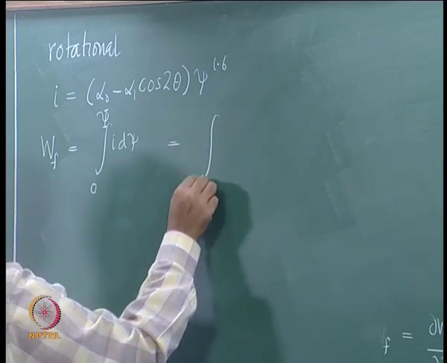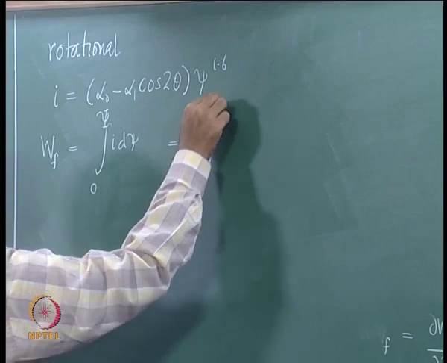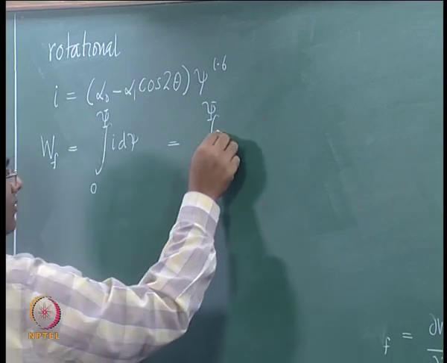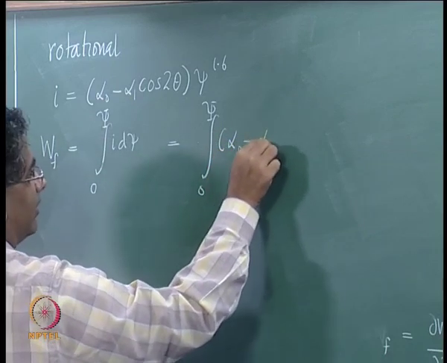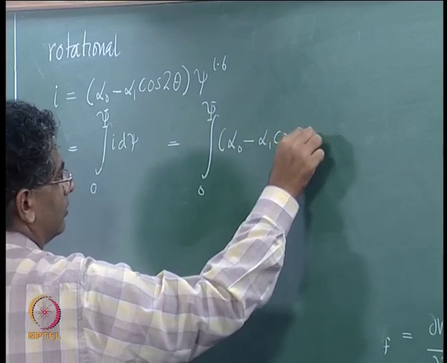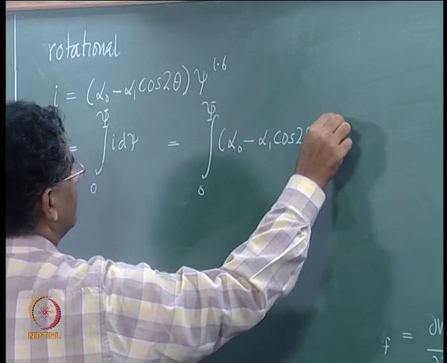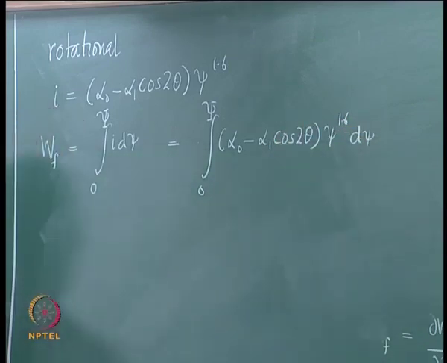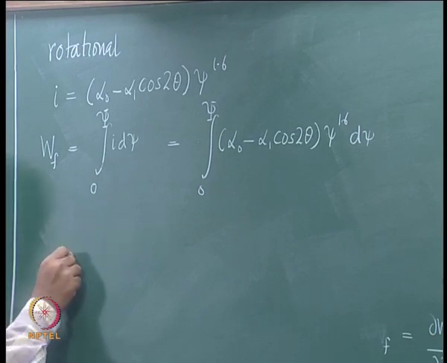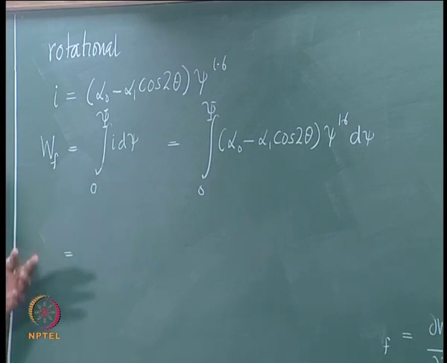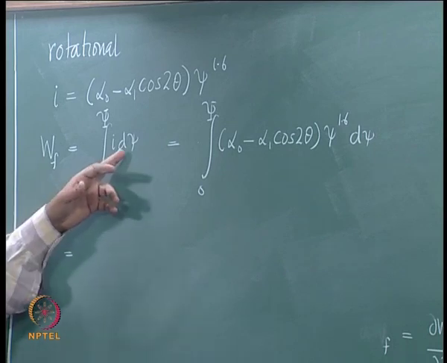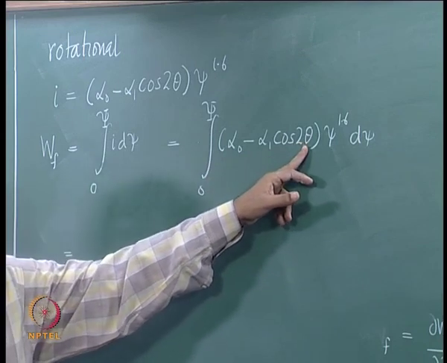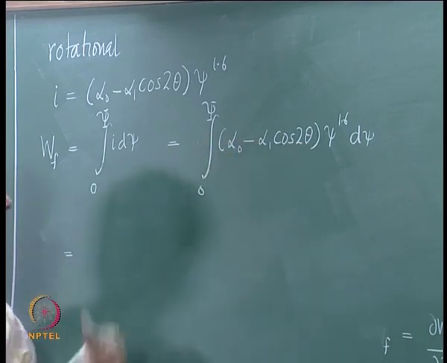which is the integral from 0 to psi. Substitute for I from this expression, so this is alpha naught minus alpha 1 cos 2 theta multiplied by psi to the power of 1.6 d psi, which is, now in this integration psi is the only thing that is going to change, so the angle is fixed, so we can take this out of the integration.